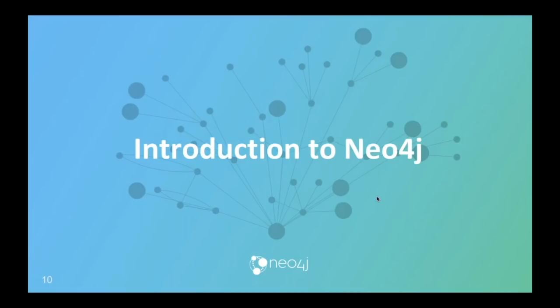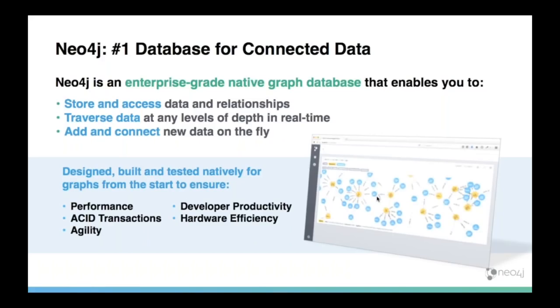So for those not familiar with Neo4j, Neo4j is the world's number one database for connected data. We are an enterprise-grade native graph database. So we're architected from the ground up to work with highly connected data and to treat the relationships between data entities as importantly as we treat the data themselves, right? And it allows you to traverse these relationships to great depth, any depth really, in real time, as well as being able to add new data and work with that new data in real time on the fly.